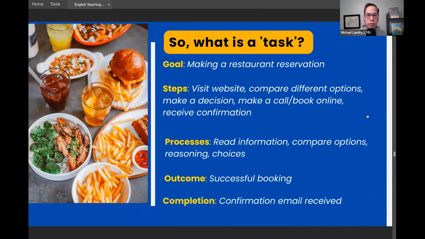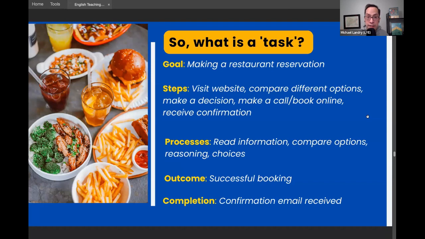So let's look at a real world example. A task we could work with would be making a restaurant reservation. The goal is making a successful restaurant reservation. Some of the steps: they might visit the websites, compare different options, make a decision, negotiate with one another, make a phone call or book online, and then get that confirmation in one form or the other.